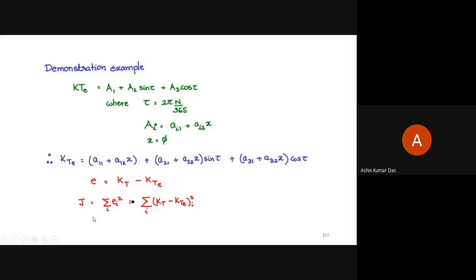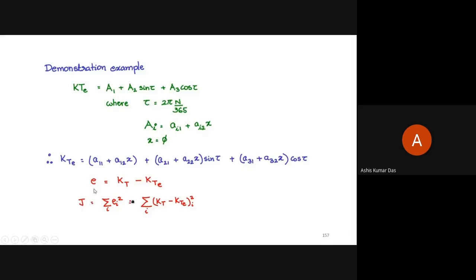To minimize this error square, we have to differentiate J, that means the summation of ei square, with respect to the different coefficients. How many coefficients are there? We have 6 coefficients: a11, a12, a21, a22, a31, a32. So we take these 6 coefficients, and we have to take the differentiation of this J.